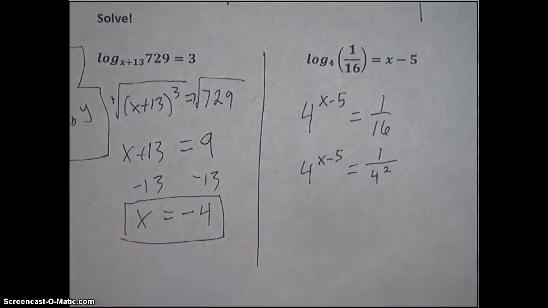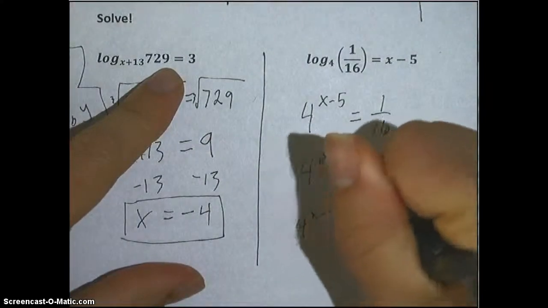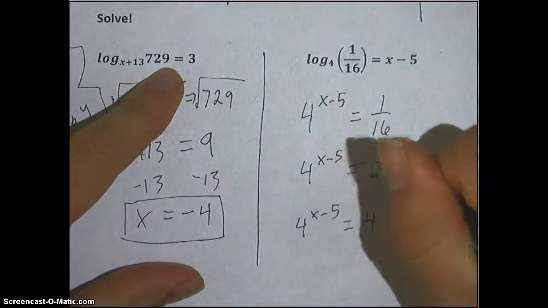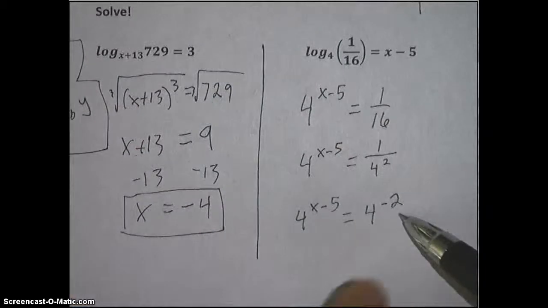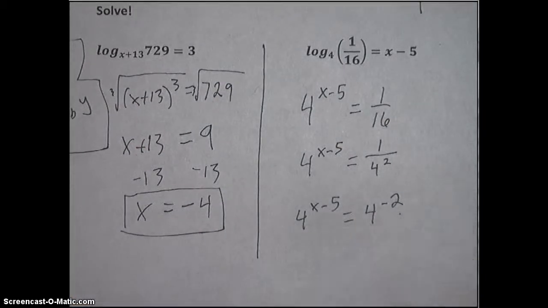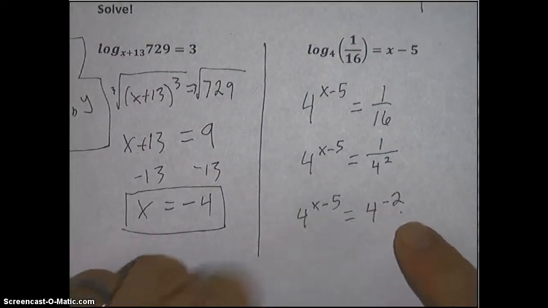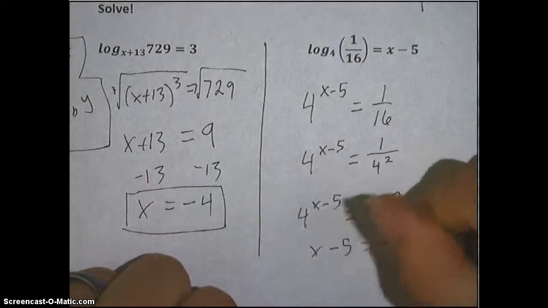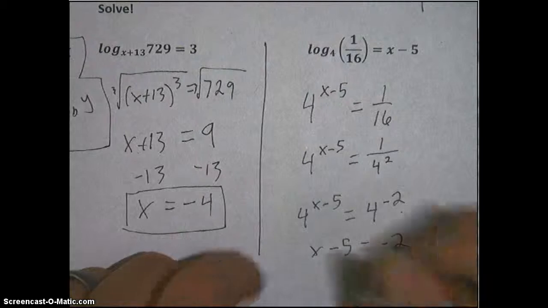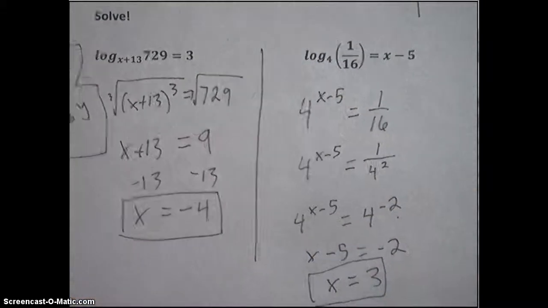But that doesn't make the bases the same. What will make the bases the same is 4 to the power of x minus 5 equals 4 to the power of negative 2. That makes this exponent of 4 squared the reciprocal, so it puts it in the denominator. When your bases are the same, then you can just set the exponents equal to each other. So we've got x minus 5 equals negative 2. Of course, you add 5 to both sides to get x equals 3. That's it.